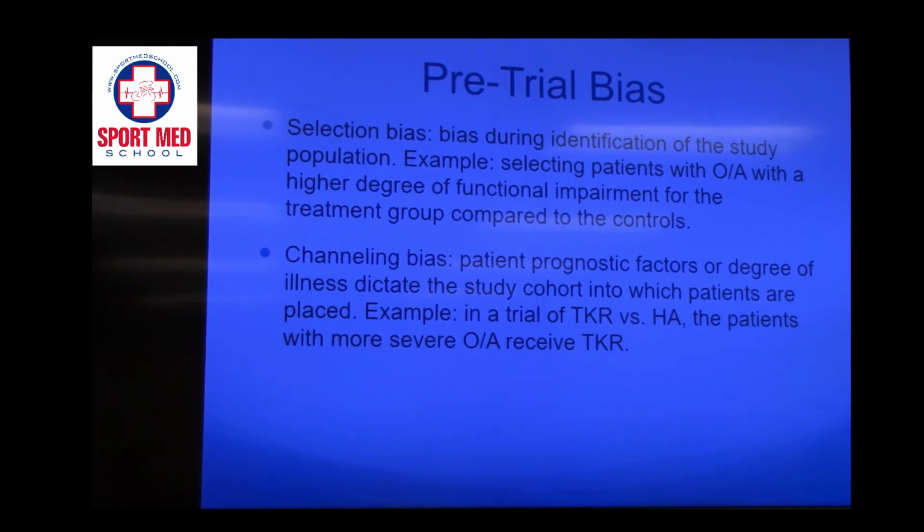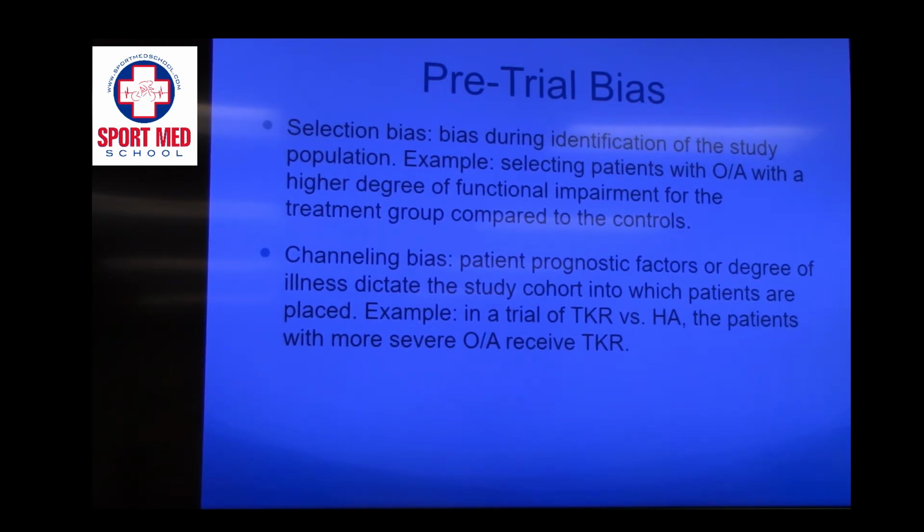So selection bias is bias during the identification of the study population. So for example, selecting patients with osteoarthritis with a higher degree of functional impairment for a treatment group compared to the controls, which I felt was kind of the case in this first article. Although they didn't consciously do that, they were comparing against a heterogeneous population with some of the other studies.